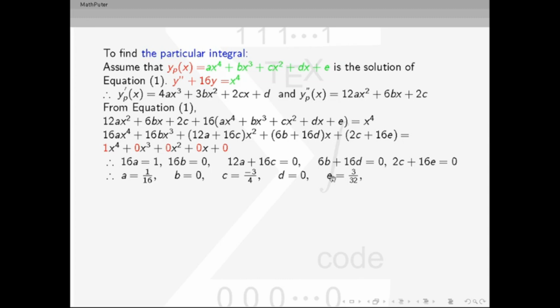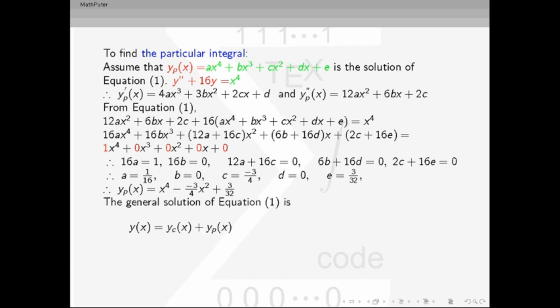So let us substitute all these values to this assumption. So we have yp(x) is this, x raised to 4 minus 3 upon 4 x square plus 3 upon 32. And therefore the general solution, we know that the format of general solution is yc(x) plus yp(x), which is c1 cos 4x plus c2 sin 4x plus x raised to 4 minus 3 upon 4 x square plus 3 upon 32, where c1 and c2 are real numbers.